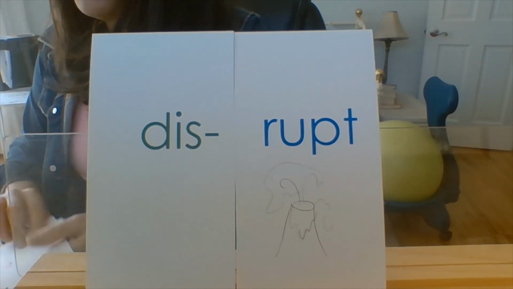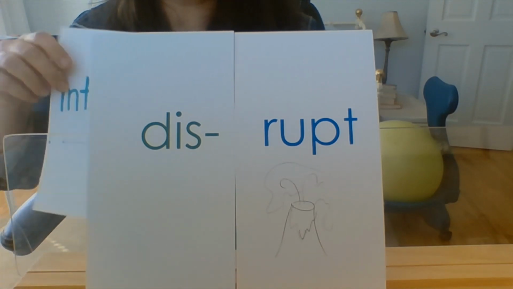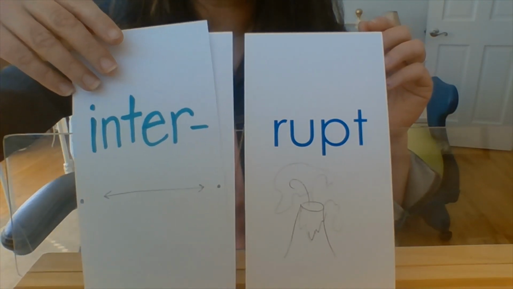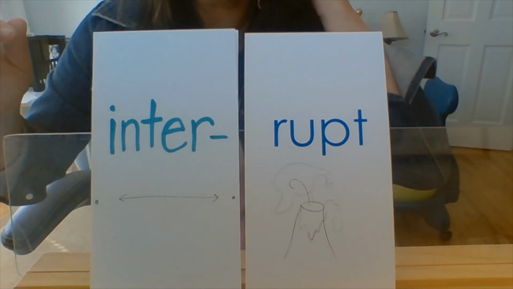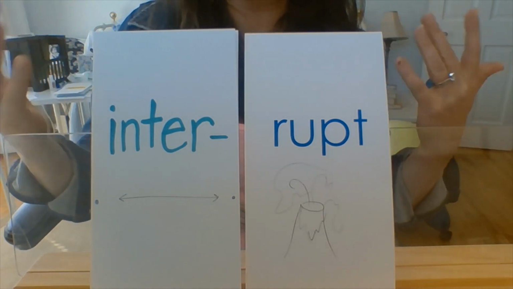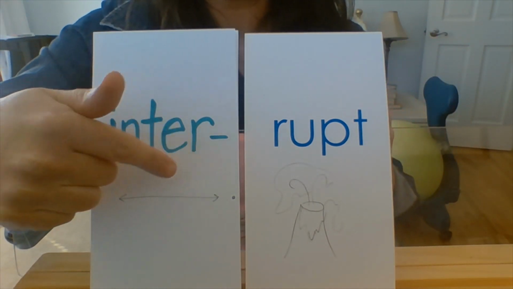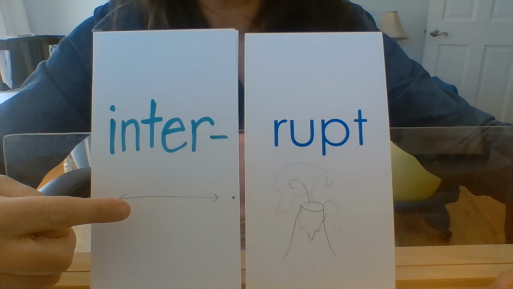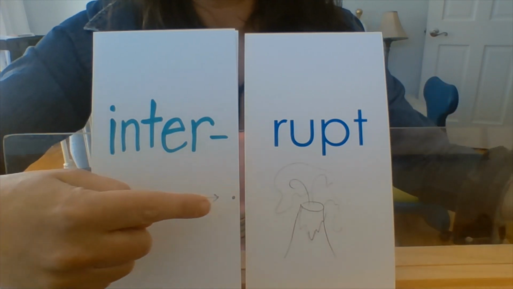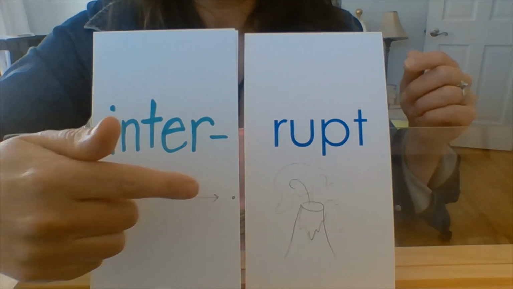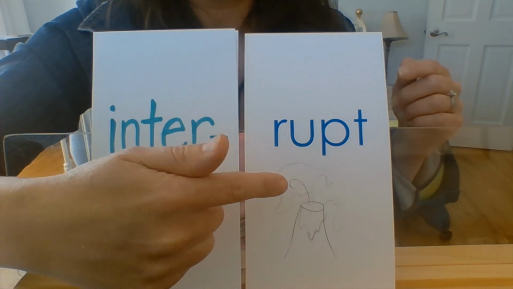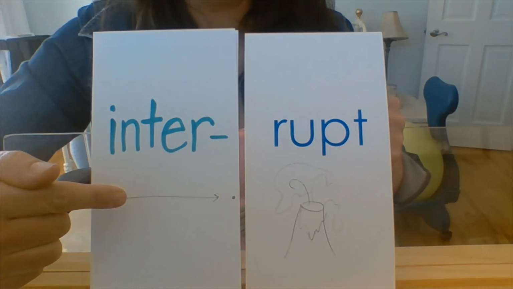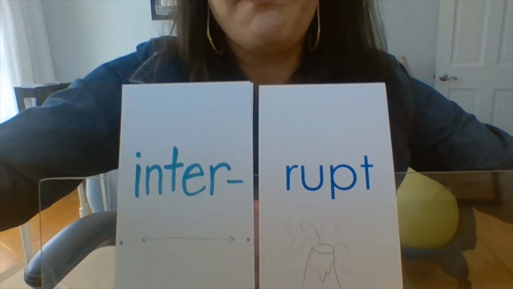Let's add a different prefix. How about this one? This is a word you guys probably all know. We talked about inter a little bit when we talked about ject, because we talked about interjecting. Inter means between. If you've got an interstate, it runs between two states. If you've got an international call, it's between two different nations. So if I interrupt, I literally burst between.